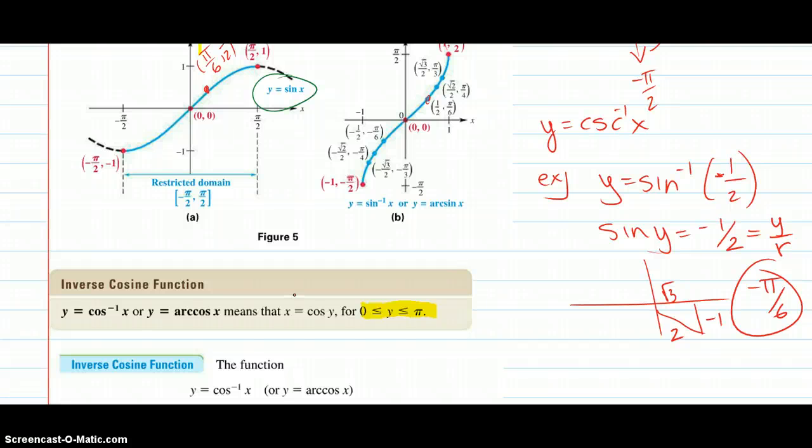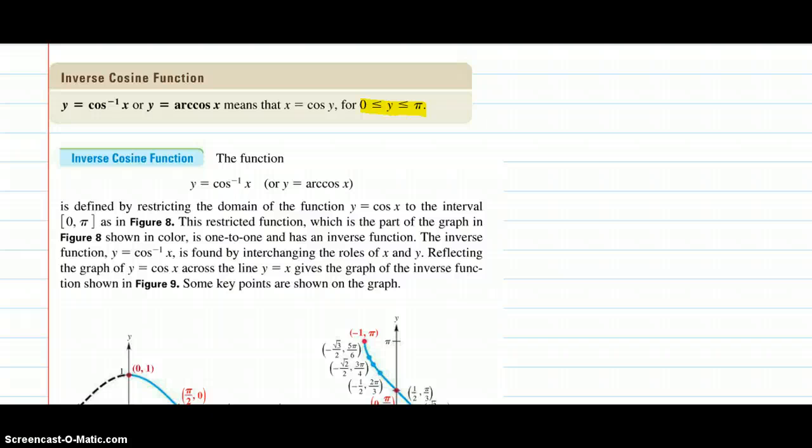Now let's move on to cosine inverse. On the other hand, cosine inverse, you'll notice, has a different range, but everything else is the same. Y equals cosine inverse of x. The definition written in the book, it's a function, so that means for each x, there's only one y. Y equals arc cosine of x means that x equals cosine of y. Why do we have a different range for cosine?